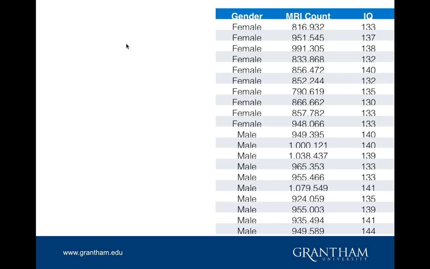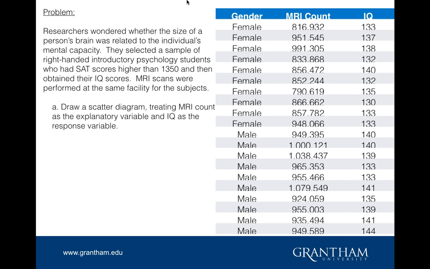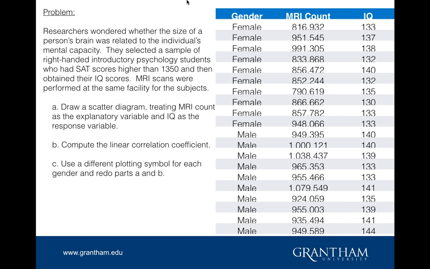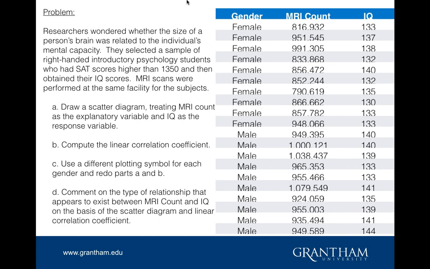Now let's go again to another problem. Here it's a little bit more complicated, and it is a four-part problem. The first part is pretty simple. The researchers wondered whether the size of a person's brain was related to the individual's mental capacity.